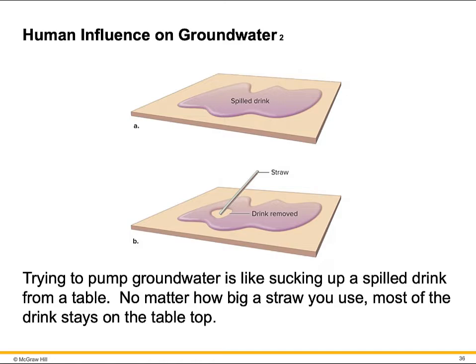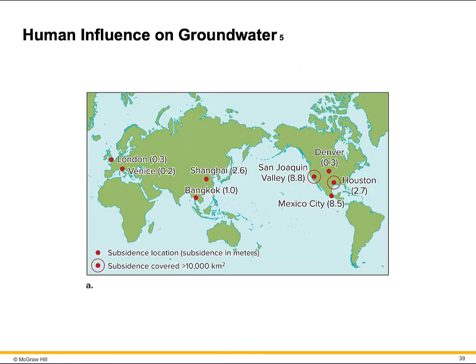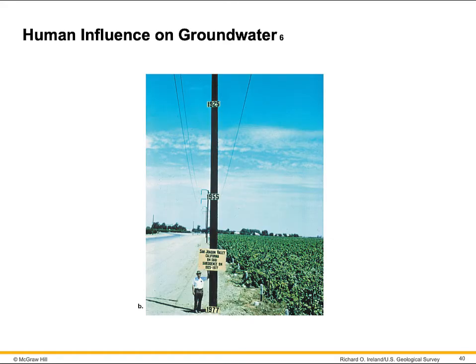Trying to pump groundwater is like sucking up a spilled drink from a table. No matter how big a straw you use, most of the drink stays on the tabletop. Some of the world's largest cities have experienced subsidence. Over 12,000 square kilometers were affected in Houston. Groundwater withdrawal caused over 30 feet of subsidence in some parts of the San Joaquin Valley since the 1920s.